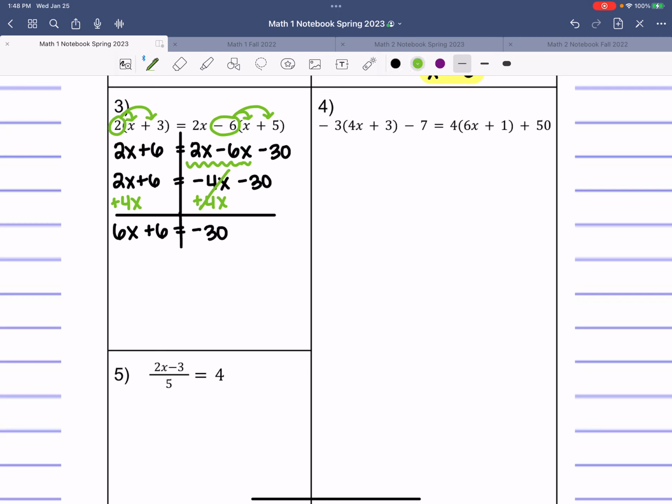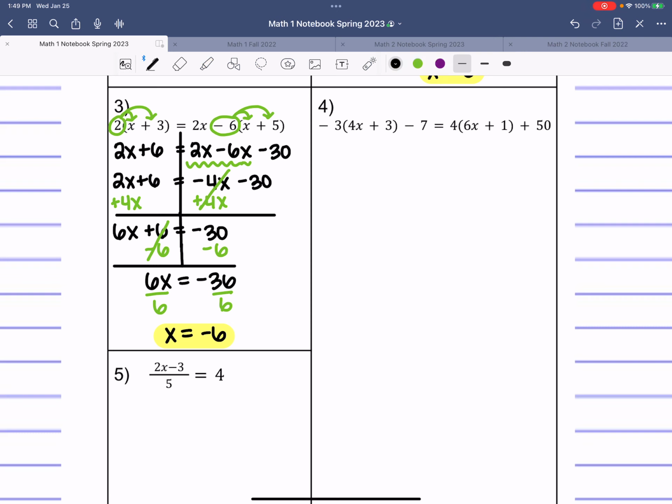Now we need to add or subtract, so we're going to subtract 6. And this result would be, let's see, negative 6 plus 6 is 0, so bring down 6x equals negative 36. And that last step is to divide by 6. X equals negative 6.